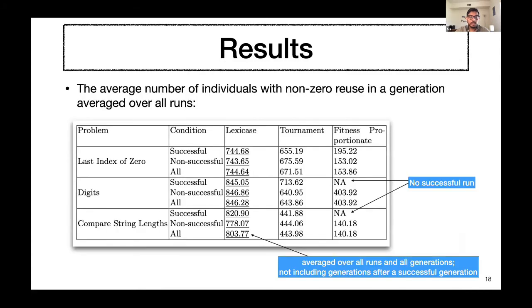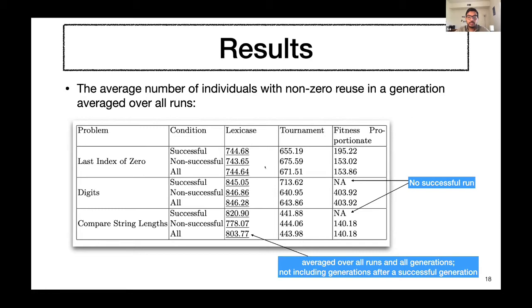So coming to the statistical patterns, this table shows the average number of individuals with non-zero reuse in a generation, averaged over all the runs. The table is constructed in the following way. For each run of a given problem, we calculate the average number of modular individuals across all generations in that run. After we have one number for each run, that is for 50 runs, we calculate the average over all the runs. If a run succeeds before hitting the generation limit of 300, we do not consider the generations after the generation at which it succeeded.